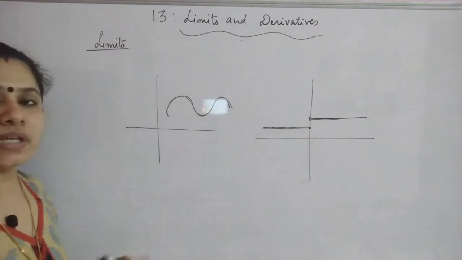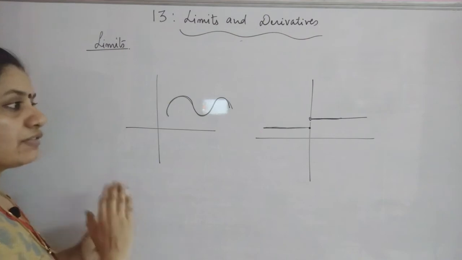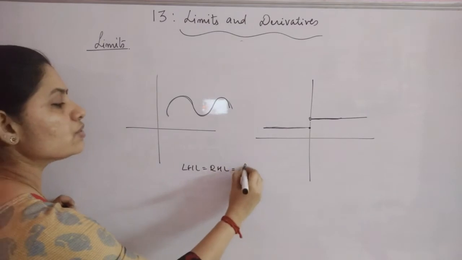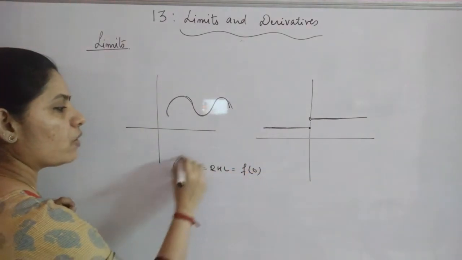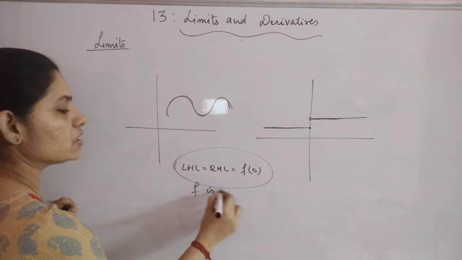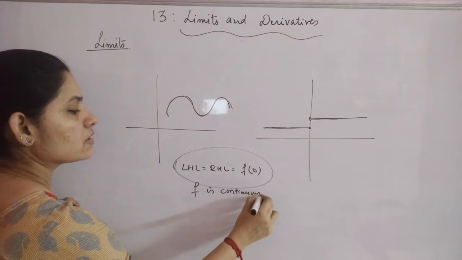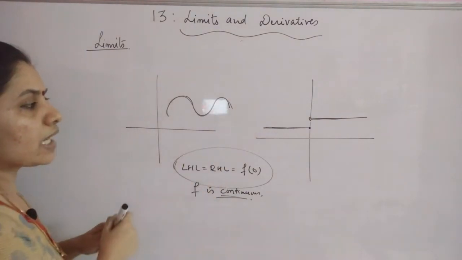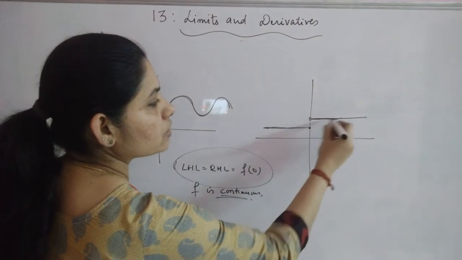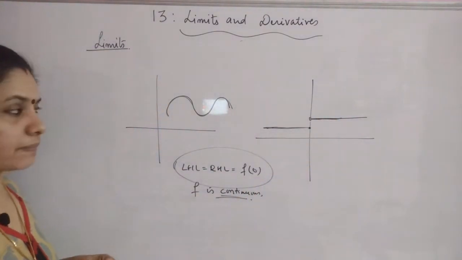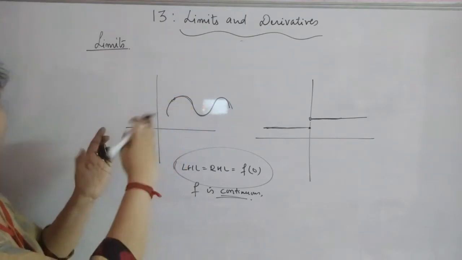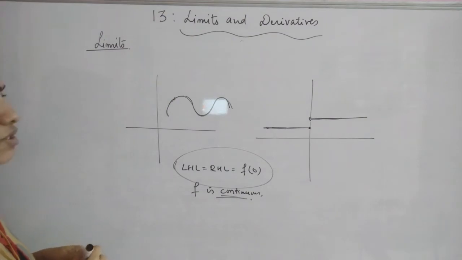So continuity is very closely related to limits. That means left hand limit equal to right hand limit equal to the value of the function at that point. When all these three are equal, you will say that the function is continuous. So continuity and limit are very closely related. Continuity failing will give you an idea that this limit is not equal to this limit. That's why continuity is not happening. Here, if you check for any point, you will get the same value for both the left and right limits, and for the function also. That means it will be continuous at that point.